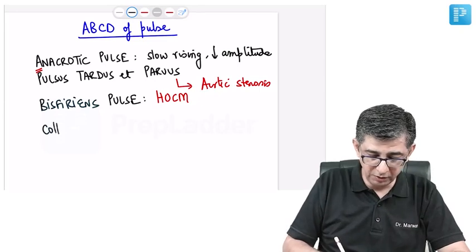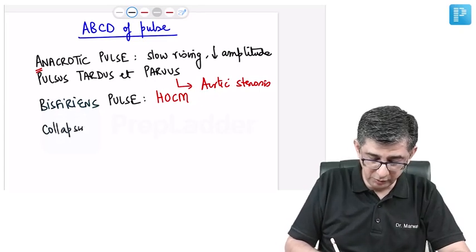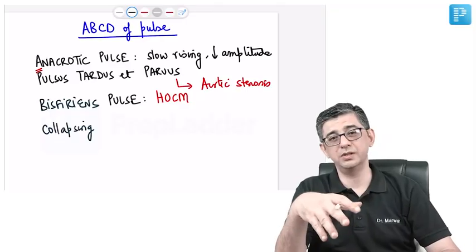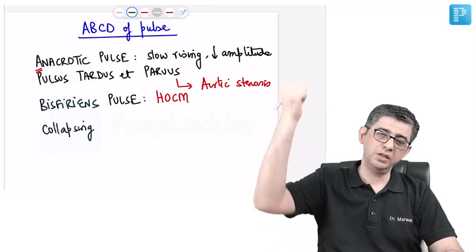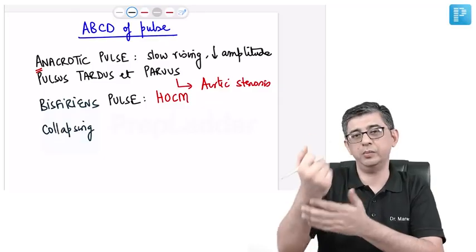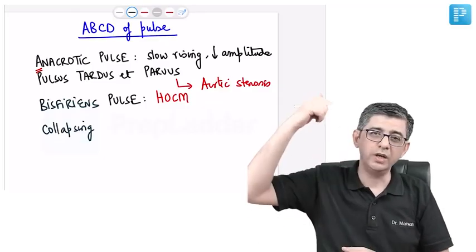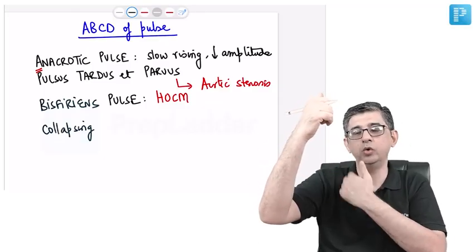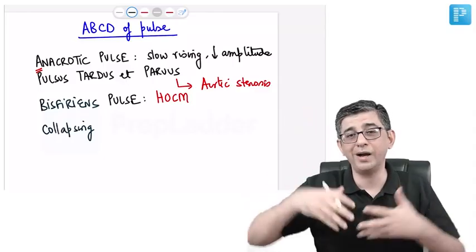The third one is easier. When I describe it, it's easier for most people to pick up. That would be collapsing pulse. In collapsing pulse, you raise the arm of the patient, like you were checking the pulse, then you raise the arm above the level of the head. When you raise the arm in a normal person, the blood will tend to go towards the heart, but it's not going to go back into the heart.